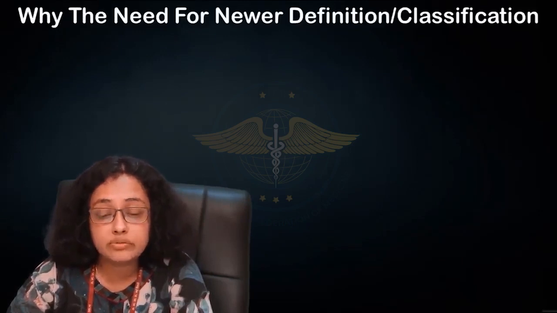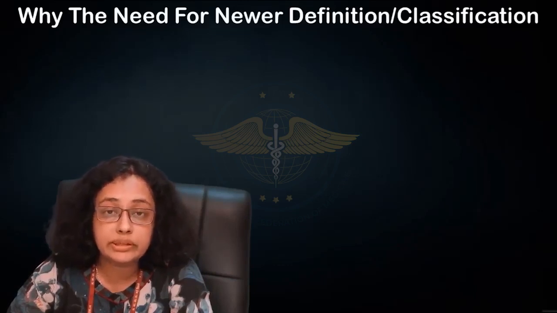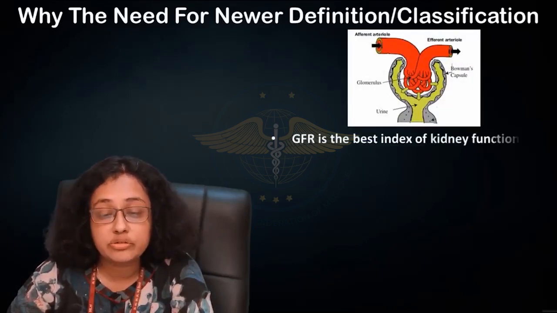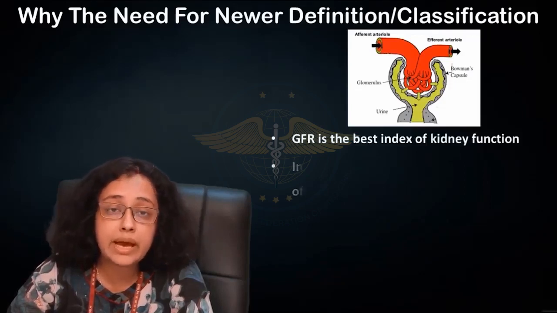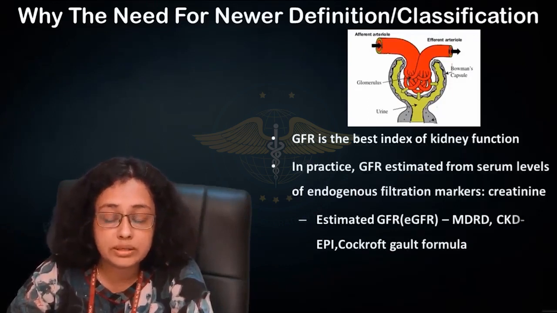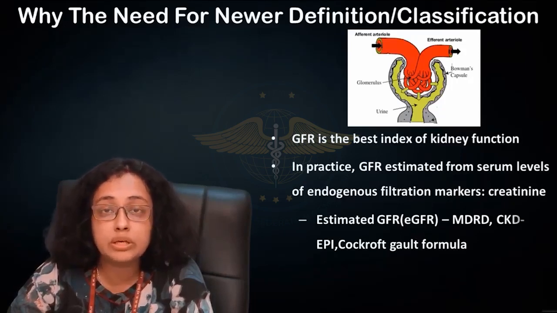So why was there a need for a new definition or classification? We saw that the glomeruli in the kidney are responsible for filtering the blood, or literally cleaning out the blood. So all these days, the glomerular filtration rate has been the best index of kidney function. It can be measured by various exogenous markers like the inulin clearance method, but these are time-consuming, expensive, and not feasible to be done regularly in clinical practice.